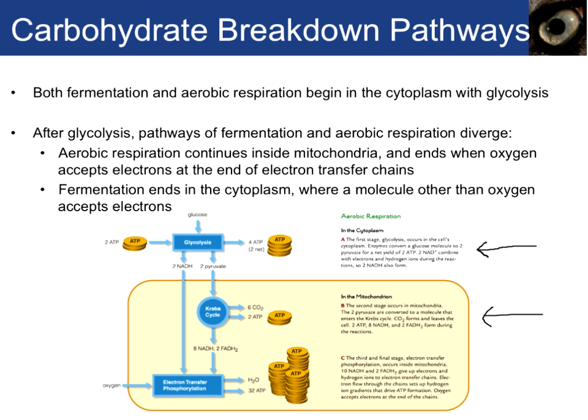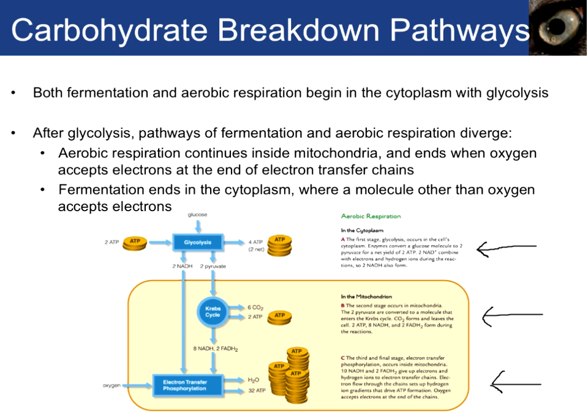And then finally, the third stage is the electron transfer phosphorylation, or electron transfer chain, and this occurs inside the mitochondria. In this stage, 10 NADH and 2 FADH2 that were produced during the previous reactions give up electrons and hydrogen ions through the electron transfer chains.